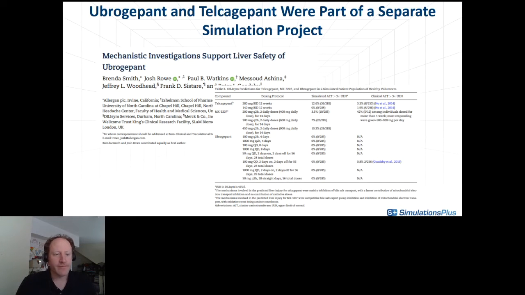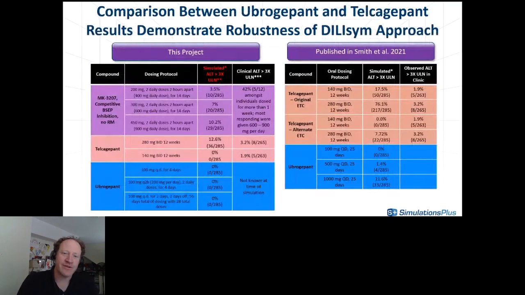That ended up being interesting, because you looked at this project. I think I switched these two labels here. This is the previous project here. This is the published data. The MK-3207, telcagepant, ubrogepant. But you look at the similarities here. We predicted fairly similar frequencies of toxicity for telcagepant, given the alternate ETC inhibition equation, and telcagepant in the previous project. And ubrogepant, for sure, at the clinical dose, we predicted nothing, total safety here. We predicted total safety in the current work.